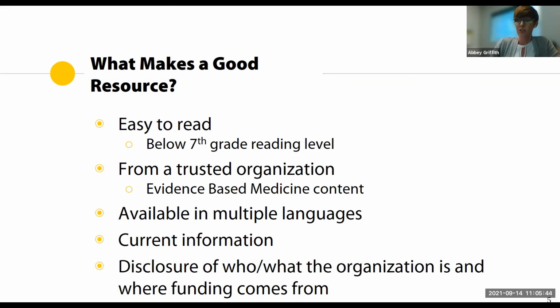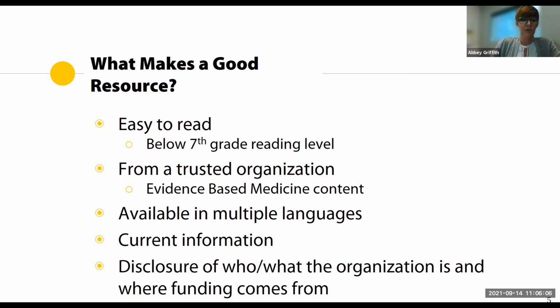The information should always be current. We know the realm of medical research is constantly changing. New information is being found, new research, new studies. And so we want to make sure that the information that patients are finding in consumer health resources is up to date and current and in line with current recommendations and best practice.